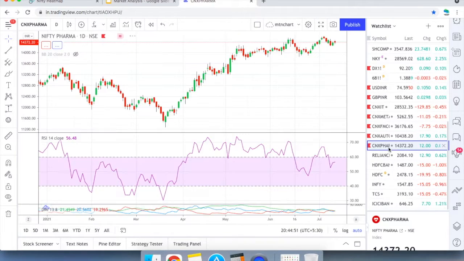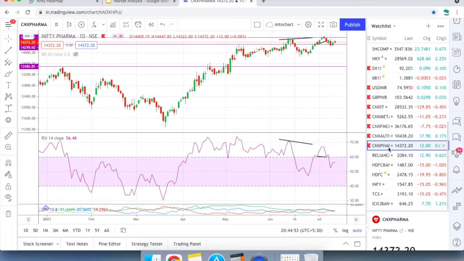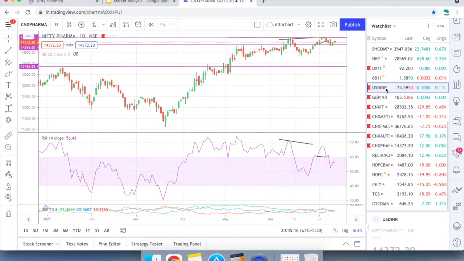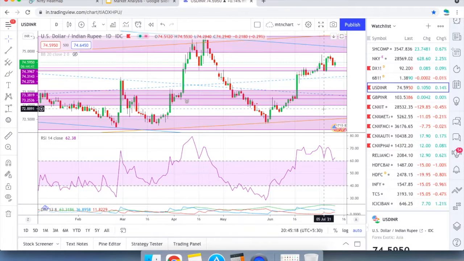Right. Pharma is also in the sideways. Right. So that's about the sectors. So the IT's bullishness is going. You have to be cautious on that. And all other sectors are actually flat. Right, that's the conclusion. Now let's get in and see what happened in the currency pair today.